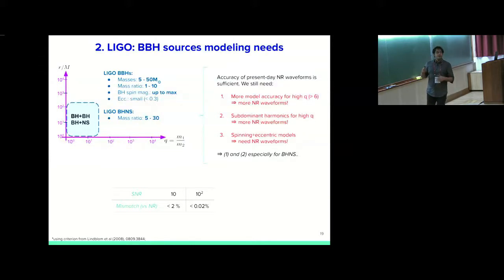We need a better modeling of the subdominant harmonics that are present in data. And these subdominant harmonics become increasingly important as we increase the mass ratio as well. So the harder problem is made harder by the importance of these harmonics. And of course, we also need models for spinning plus eccentric systems, for which we have very little information available from either the modeling community or the numerical relativity community so far. This is not to say that performing these simulations is very difficult or impossible, it's just that it has not been done to a sufficient level of detail yet.